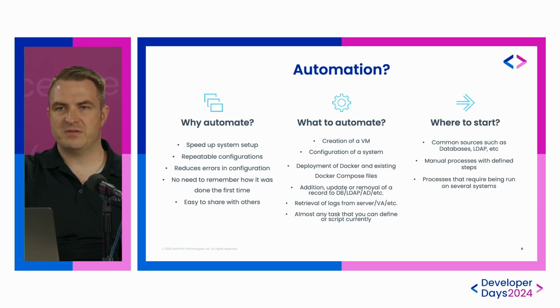And so where do you start? You start with the common sources, the things you're going to use the most and that have the most configurability. If you have a lot of manual processes in your environment, those are a great place to start and see if you can automate those using Ansible to make these processes faster and less prone to human error. And if there are processes that require being run on several different servers, those are another good instance where you would want to start automating the process.